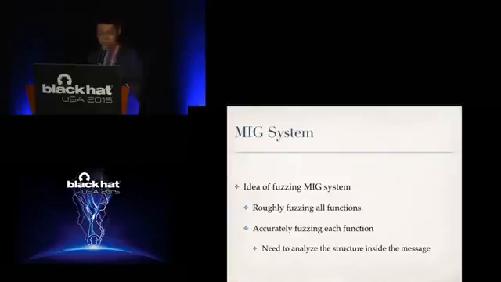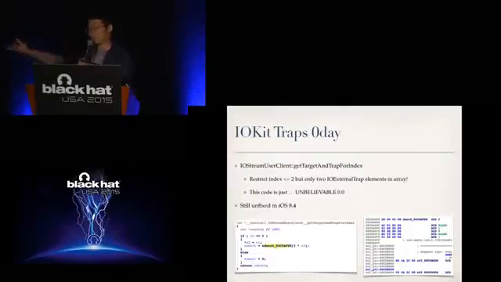In our view, more accurate fuzzing must be used to fuzz the MIG system. That means for different functions, you need to look inside the functions and figure out the structure inside the message, so that you can really fuzz these functions. Anyway, we think the MIG subsystems are not well fuzzed in previous work, so maybe in the future some bugs will be found in this.